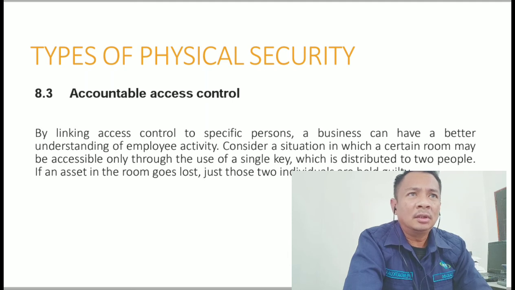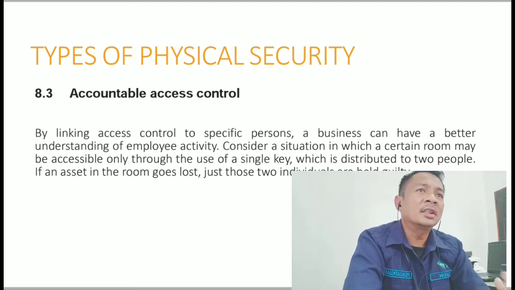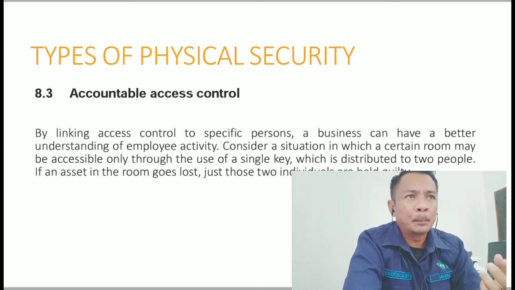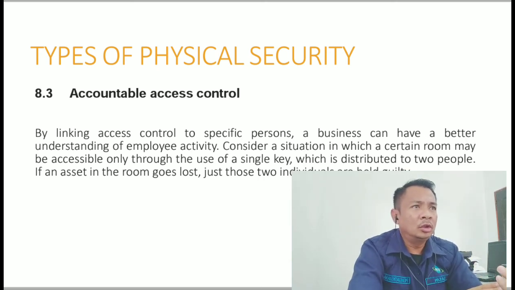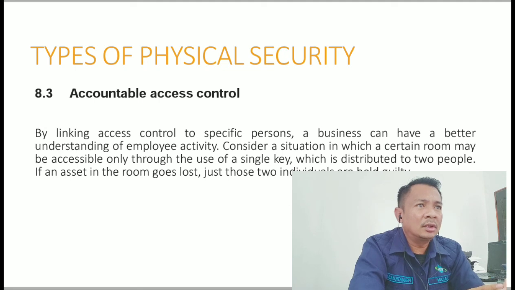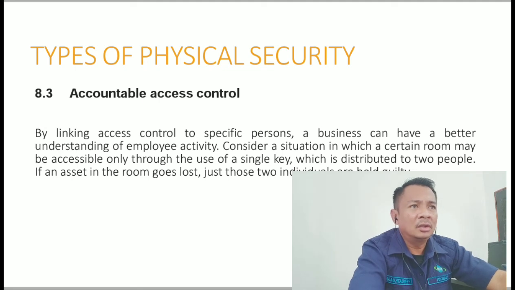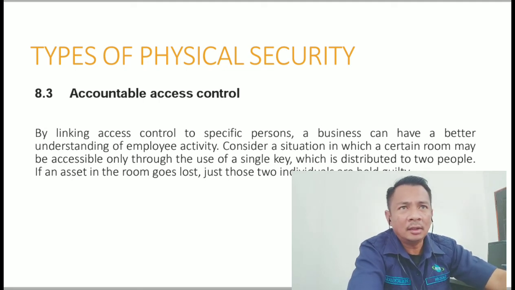8.3 Accountable access control. By linking access control to specific persons, a business can have a better understanding of employee activity. Consider a situation in which a certain room may be accessible only through the use of a single key which is shared by two people. If an asset in the room goes missing, just two individuals hold the guilt.